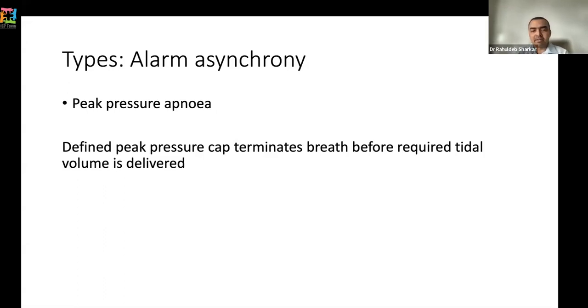So more peak pressure is needed for whatever reason, airway obstruction, etc. But it will obviously stop at that point because the peak pressure is reached without delivering the volume that was intended. And then there's a bit of apneic phase because of this situation. So this is called peak pressure apnea, which is more asynchrony with the alarm or the limits that we have set in the machine. So we can expect at least one question from this area.